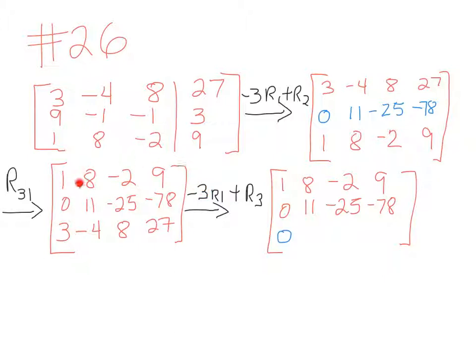-3 times 8, -24 minus 4, -28. -3 times -2 is positive 6 plus 8, 14, right? And then -3 times 9 is -27 plus 27, 0. Perfect. So far so good. Now we need to work with the second and the third equation. We need to somehow make sure that we eliminate one of those two, or we make that into a 1.